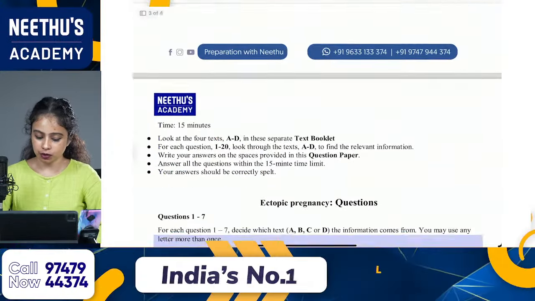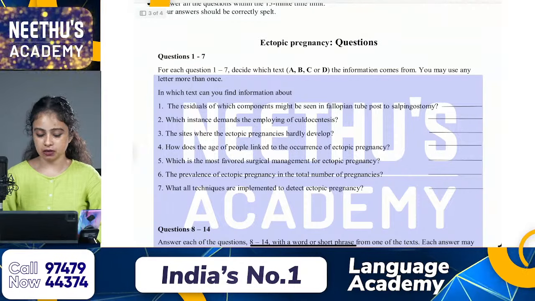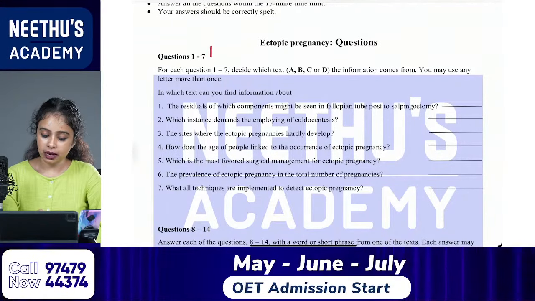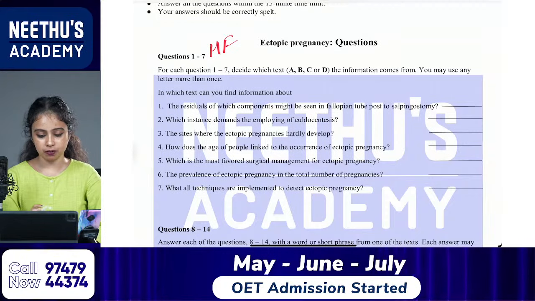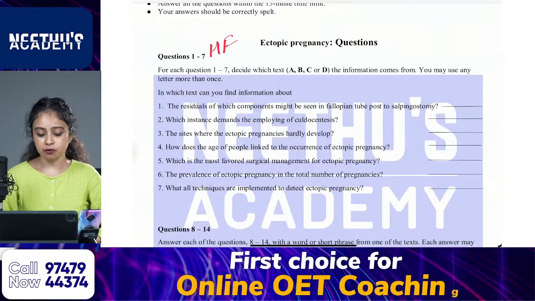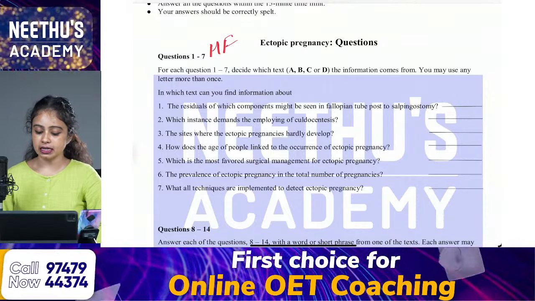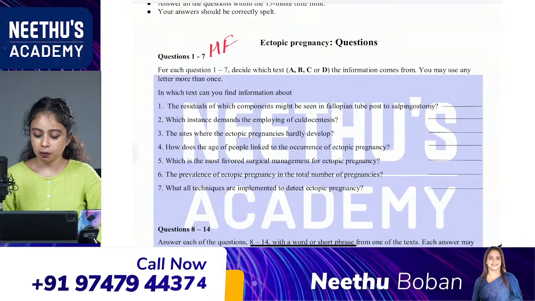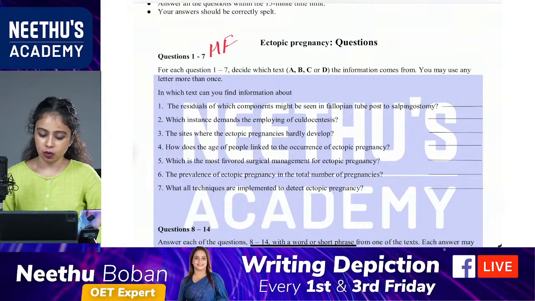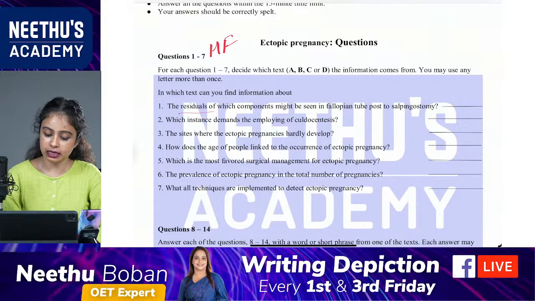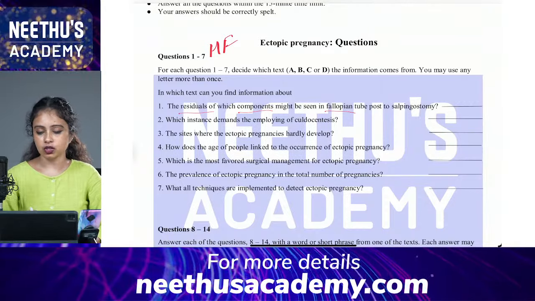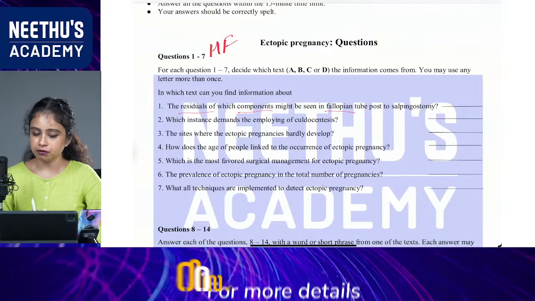So now we are moving to the first question. The 1 to 7 set of questions can be called match the following questions. The first one: the residuals of which components might be seen in fallopian tube positive salpingostomy. So what are the keywords? Residuals, components, then fallopian. These are my keywords from the first question.